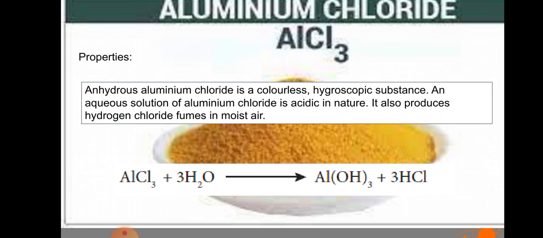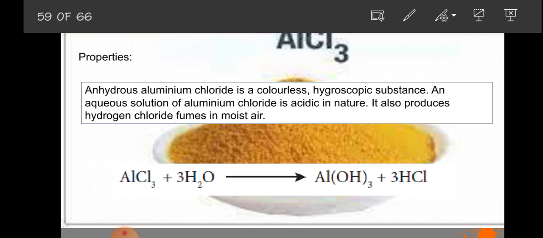So aluminum trichloride properties, let us go for the properties. So anhydrous aluminum chloride is colorless, so there will be no color. It is a hygroscopic substance and the aqueous solution of aluminum chloride is acidic in nature. It also produces hydrogen chloride fumes in moisture. So aluminum chloride is reacting with water. It forms aluminum hydroxide plus HCl gas.